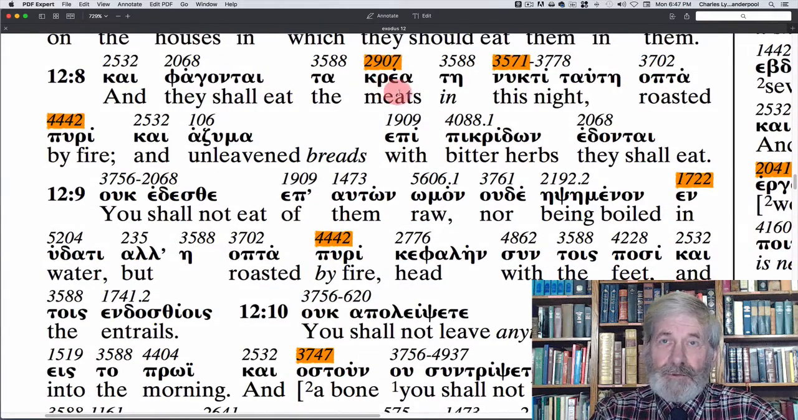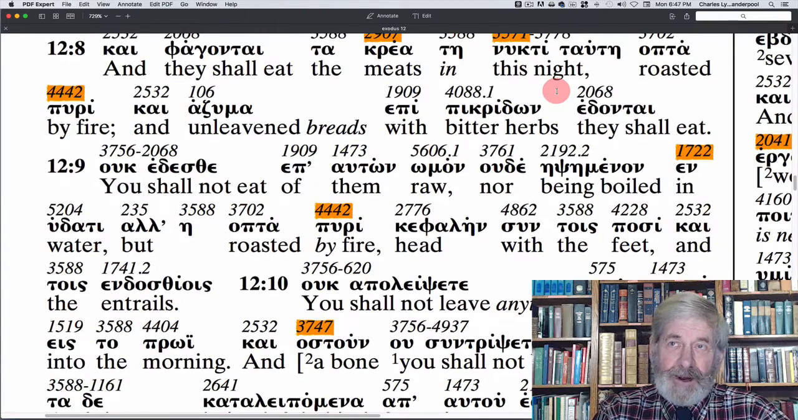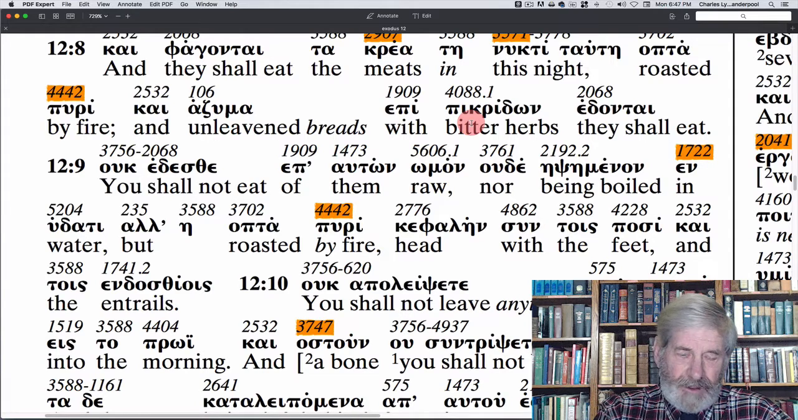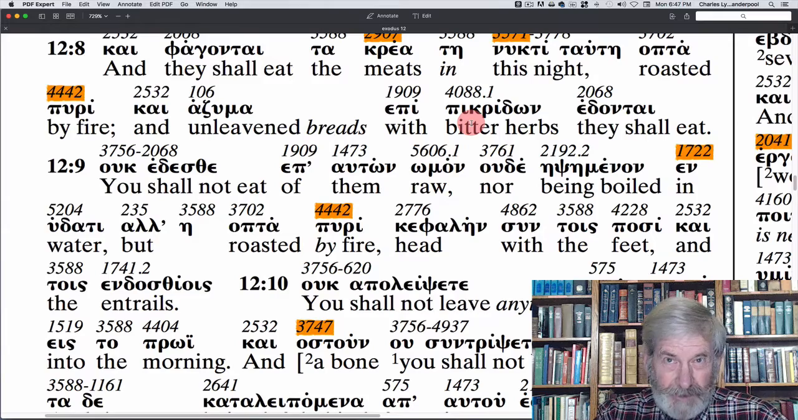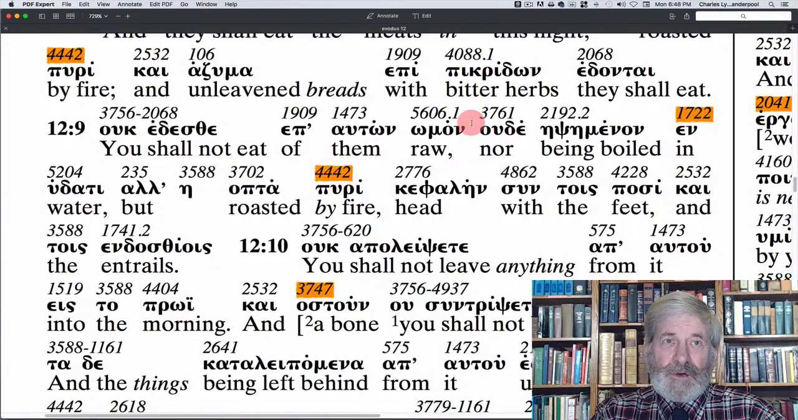And they shall eat the kria. We have kria comes from that, from meat. You shall eat the meats in this nocturnal night, roasted by fire. So they are to roast it over a fire, and unleavened breads without leaven, with bitter herbs, they shall eat. And exactly what the bitter herbs would be, you can just guess. I'm trying to think of what would be a bitter herb. Would be a mustard green, maybe. And I should have found out, but this is what they would eat it with.